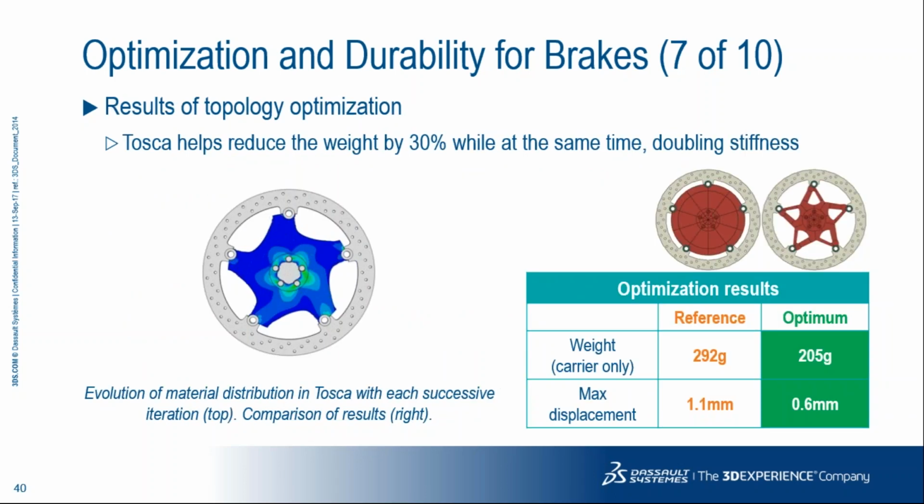So here are the topology optimization reference and optimum, showing how the weight reduced from 292 grams to 205 grams, and the displacement went from 1.1 mm to 0.6 mm. That is a weight reduction of about 30%, while at the same time doubling the stiffness. This has been done using Tosca, with nonlinear modeling and contact also considered. That is a plus point of Tosca, which can consider nonlinearities like contact; all three types of nonlinearity can be considered in Tosca structural analysis.